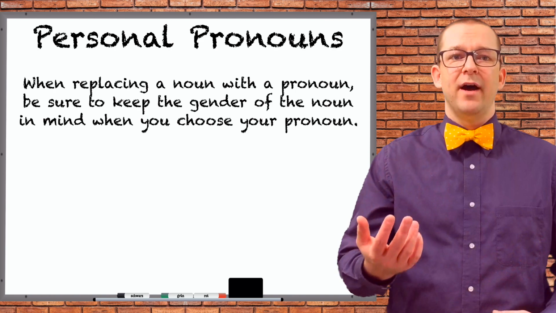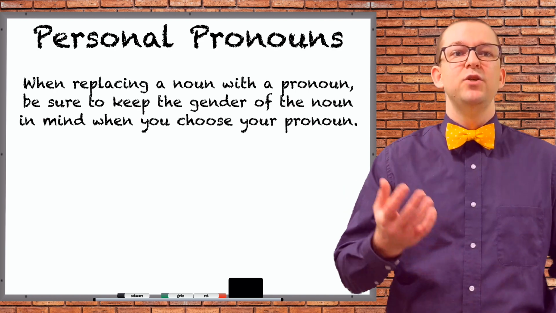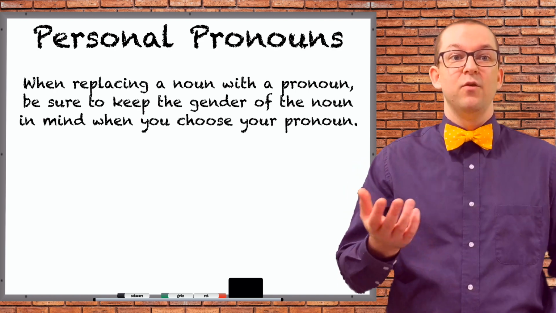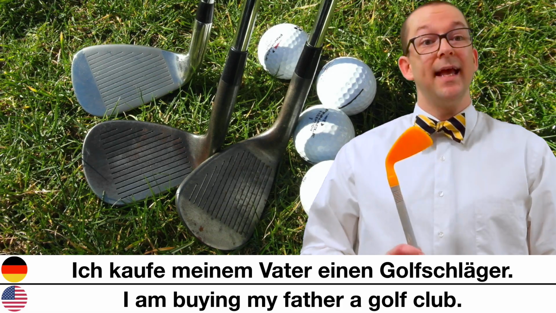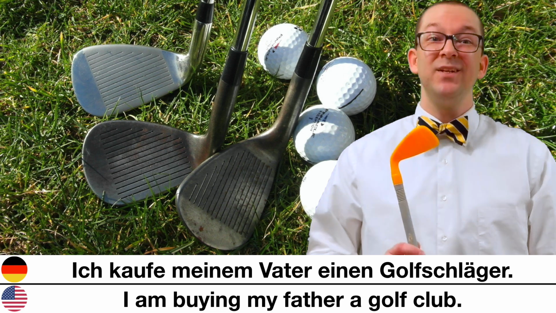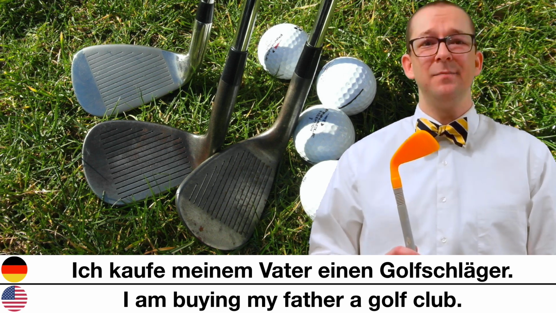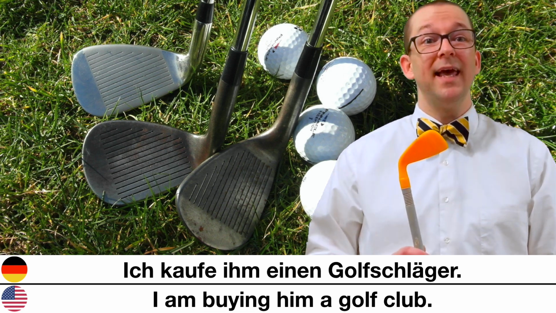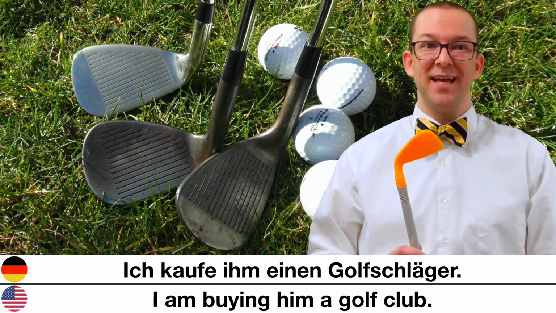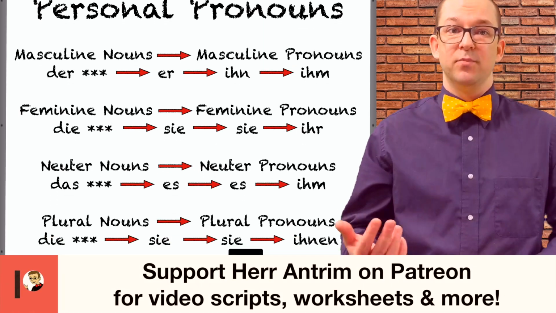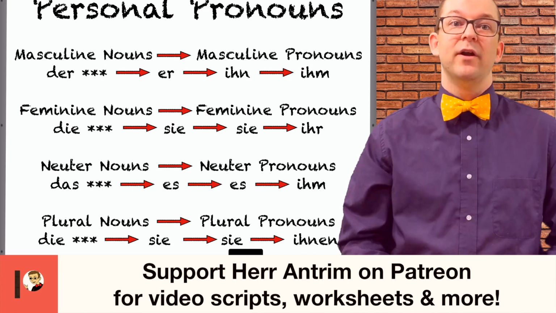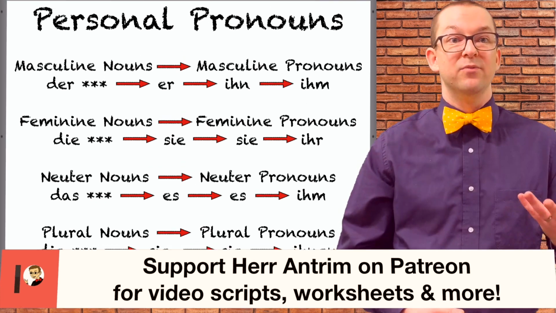When you use a pronoun as an indirect object, you need to use one of the dative pronouns. The one that you choose depends on the noun that you are replacing. For instance, Ich kaufe meinem Vater einen Golfschläger. I am buying my father a golf club. Ich kaufe ihm einen Golfschläger. I am buying him a golf club. I use the masculine pronoun in the dative case, ihm, when I replace the indirect object, meinem Vater.